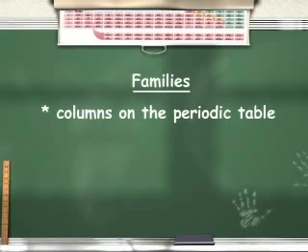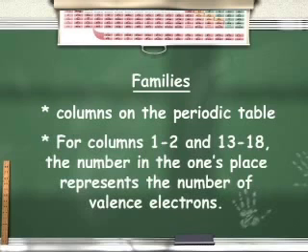There are 18 columns. Columns 1, 2, and 13 through 18 are considered the main block of the table. The number in the ones place for these columns indicates the number of electrons on the atom's outer energy level, or the number of valence electrons. So an atom of an element in column 2 has 2 valence electrons, and an atom of an element in column 15 has 5 valence electrons.